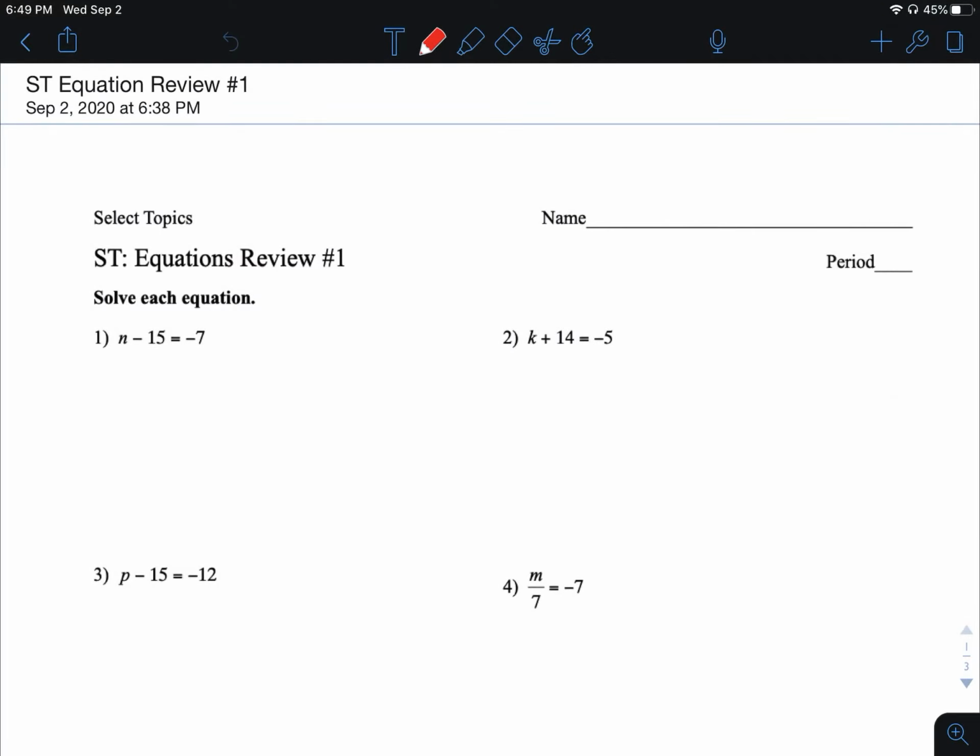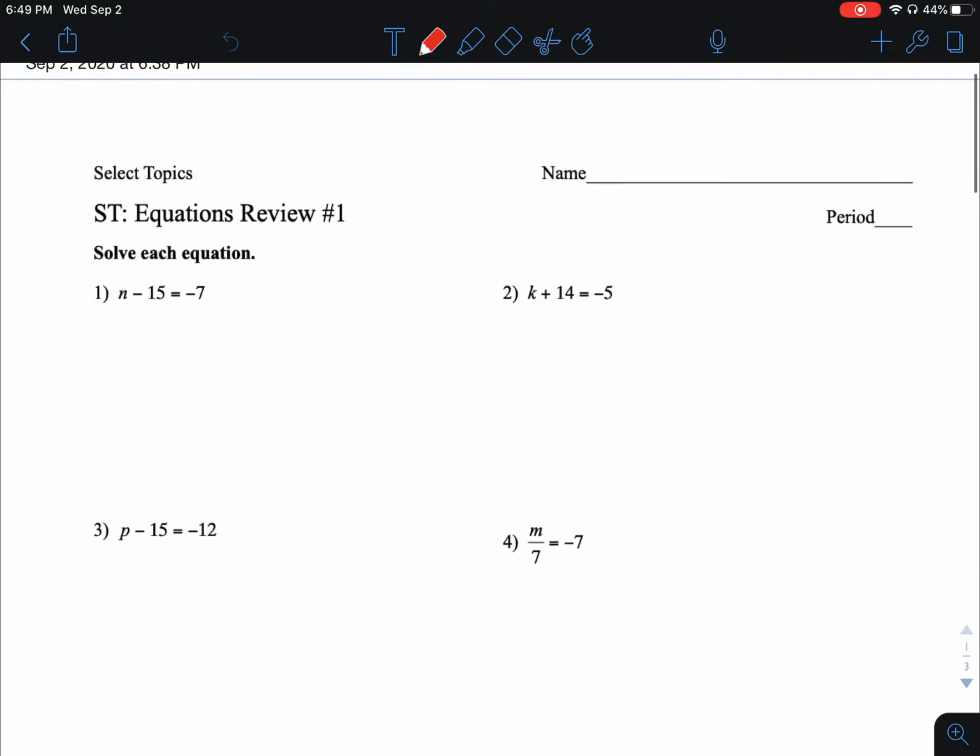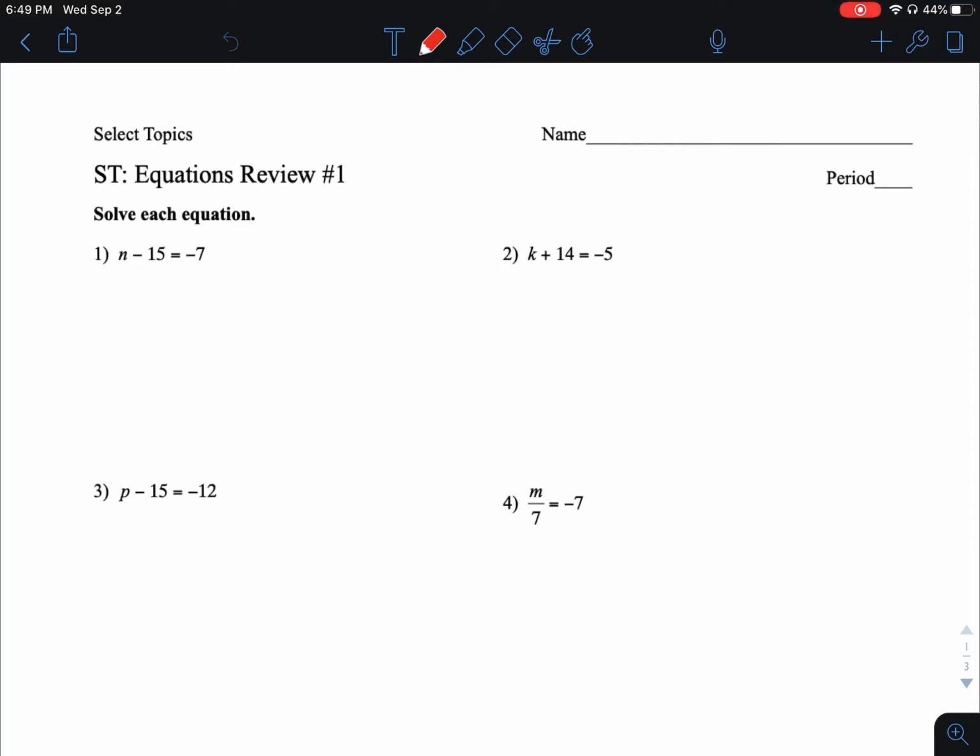Hi, select topics. All right, so today we're just beginning of the year type stuff. We're just getting back into the groove of some math. So I kept it pretty simple for today. We are just going to go over equations and how to solve equations, okay?